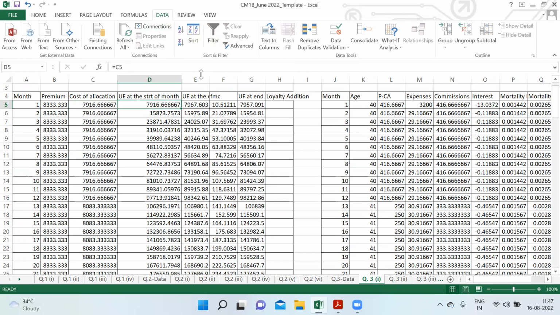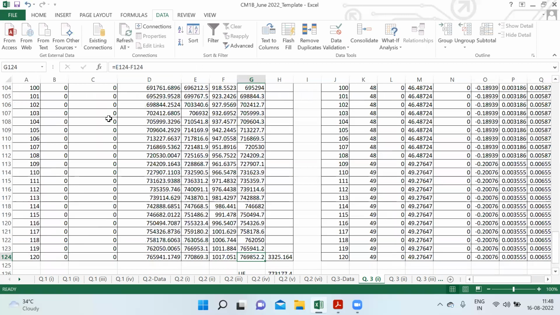Then we have the unit fund at the start of the month, which is this value. Then the unit fund at the end is this value into 1 plus the unit growth rate. The fund management charge is again a monthly charge, which will be the unit fund into the fund management rate into 1 plus GST, because each of these attracts GST. The unit fund at the end will be the unit fund minus the fund management charge. Next, the unit fund at the start will be the previous unit fund value plus the new premium, and the formulas need to be dragged down.